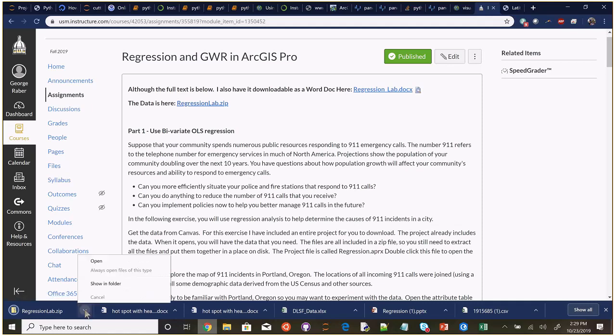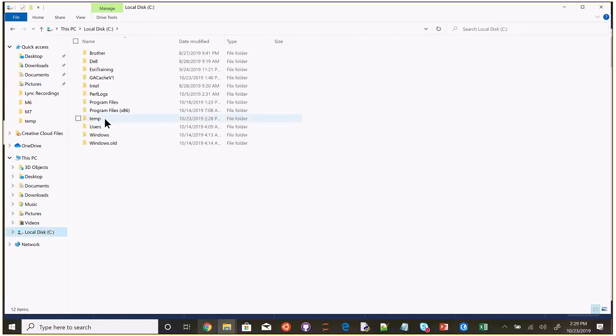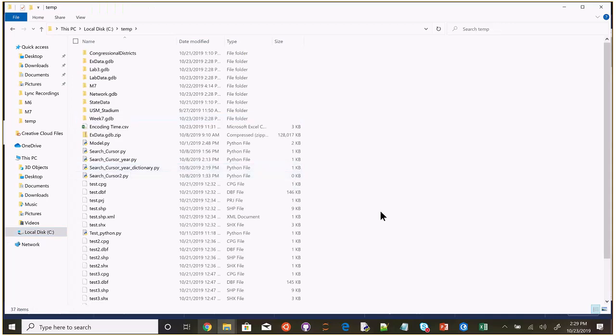So here, when you download it, it's a zip file. The best way to do this is to take the contents of the zip file, which is called regression, and copy that to somewhere on disk. I'll just put it in ctemp in my case and paste it. Okay.